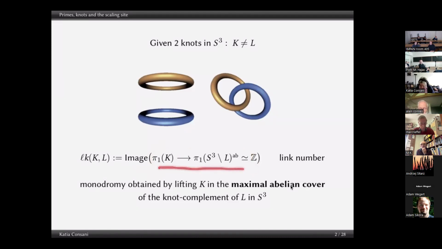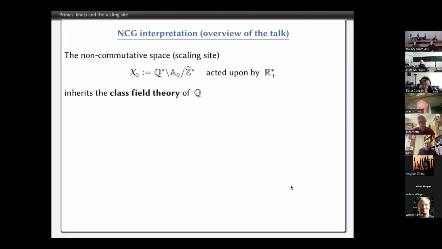But notice what you do in this process. You have two knots which are different, and you map the π1 of one into the complement, in S^3, of the other knot. So in terms of group geometry, it's like considering the monodromy, which is obtained by lifting the first knot in the maximal abelian cover of the knot complement of L in S^3. So this is what one might retain of this machine producing these integers, which are the linking of two knots. So here is the non-commutative geometry interpretation and also an overview of the talk.